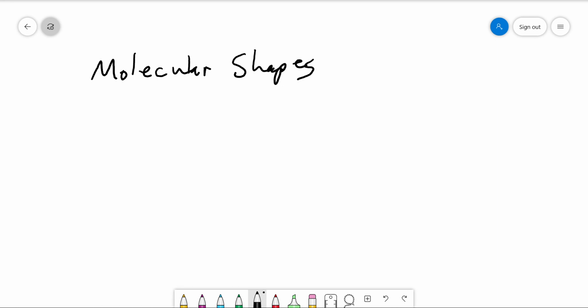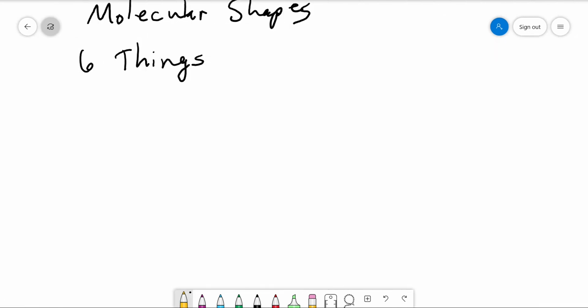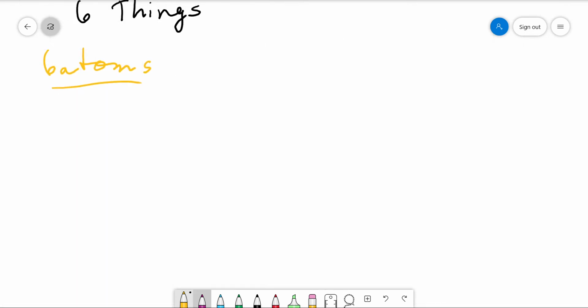All right, we're going to finish up going through these molecular shapes. But here, let's just say we're doing molecular shapes still. And this time we're going to just stick to 6 things. Okay, and we'll start right at the beginning with 6 atoms. Basically that's going to be review, hopefully.